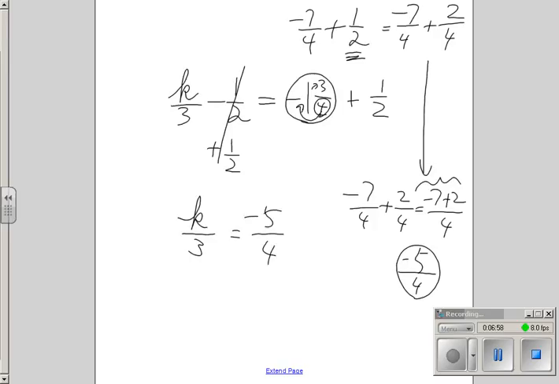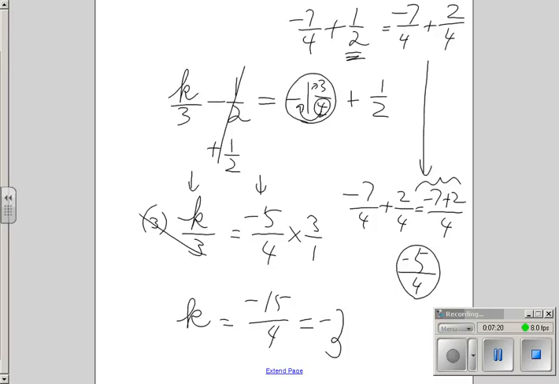Now here I could do one of two things. I have now a fraction equaling a fraction. The first thing you probably would think to do is multiply both sides by 3. Multiply by 3, I get negative 15 over 4 equals k. Right, that's your answer, which as a mixed fraction is negative 3 and 3/4.